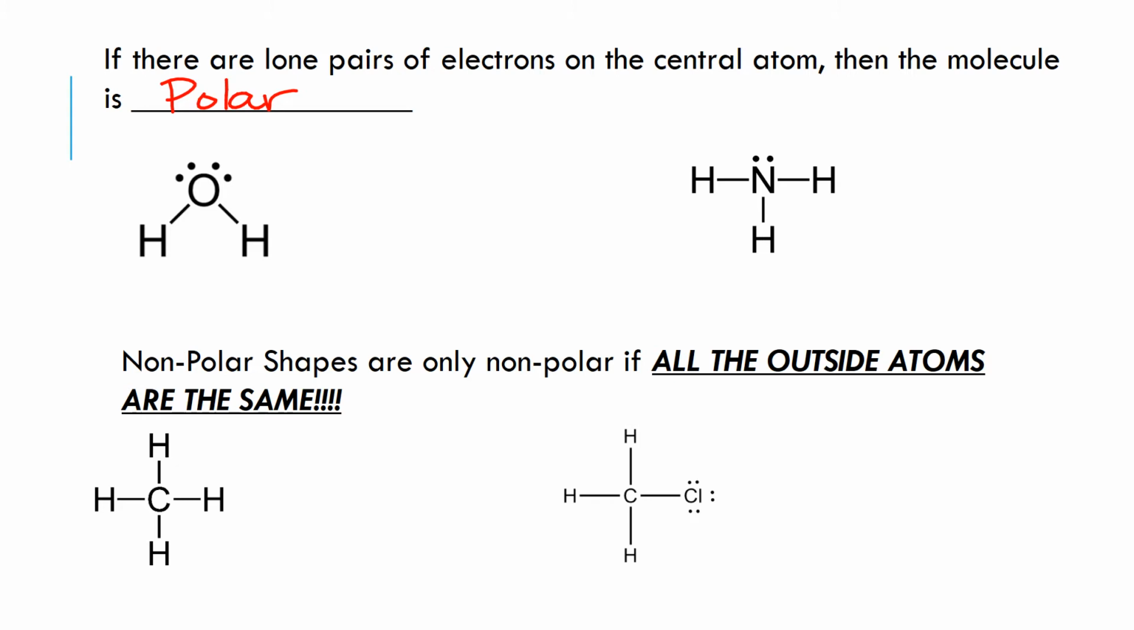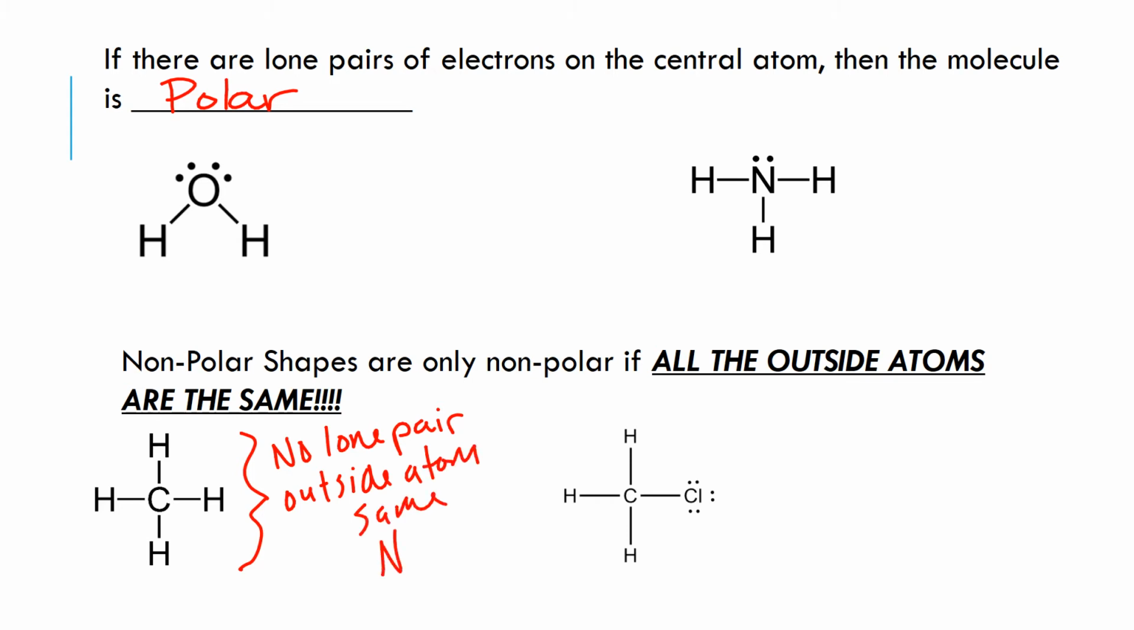So whenever you're looking at a shape, you have to ask yourself, are there lone pairs on the central atom? If the answer is no, the molecule will be nonpolar only if all the atoms on the outside are the same. So if I look at CH4, which is methane, there's no lone pair on the central atom, and all the outside atoms are the same. So this is a nonpolar molecule.